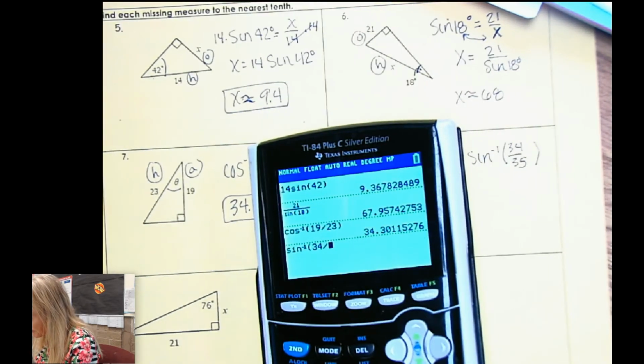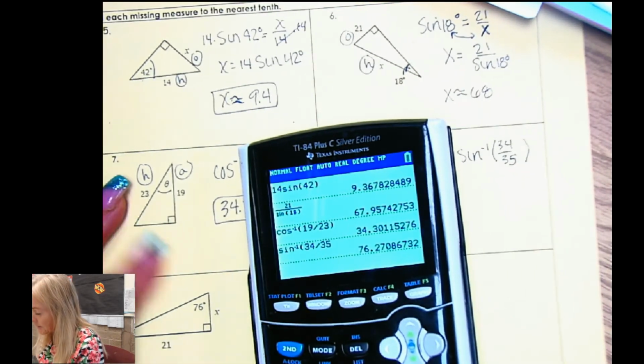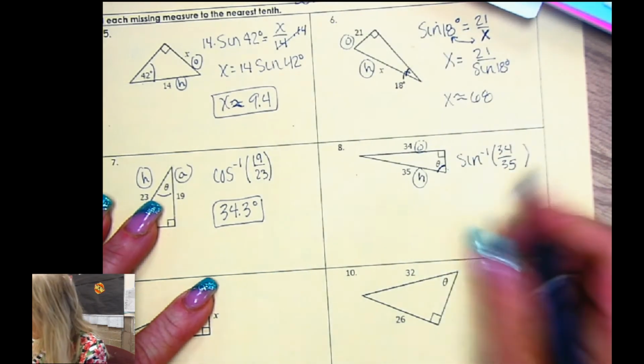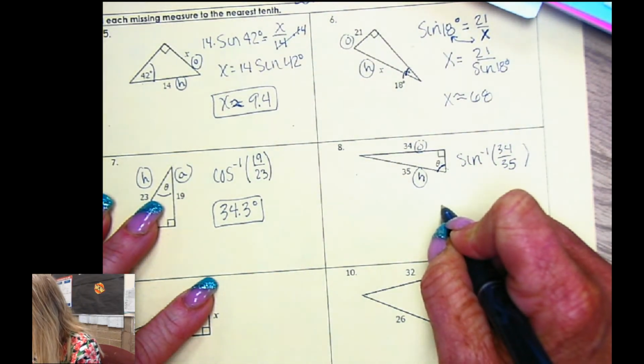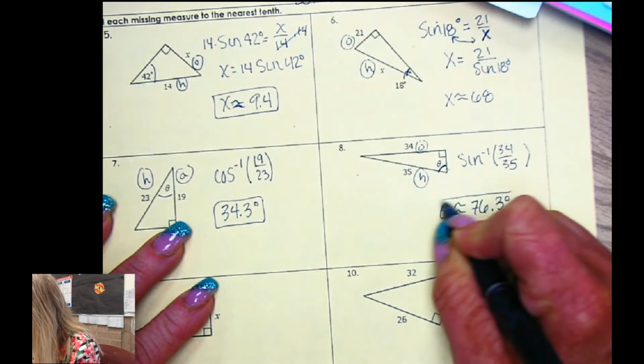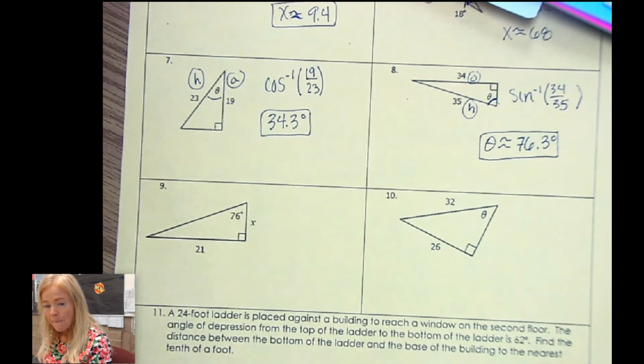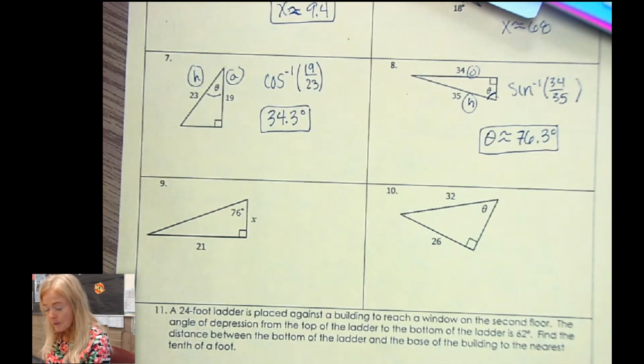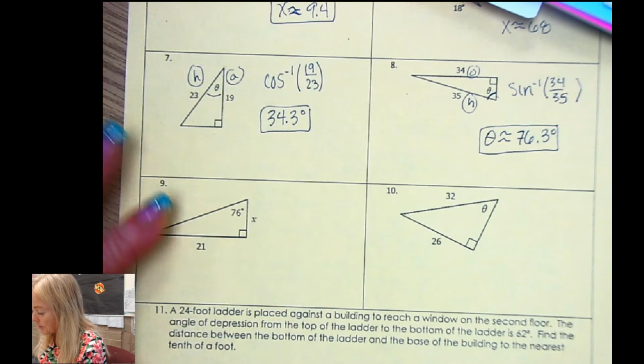34 divided by 35 is 76.3, so theta is approximately 76.3 degrees. All right, if the ratio of sides is such. Those are both angles. We have one more side measure to go.